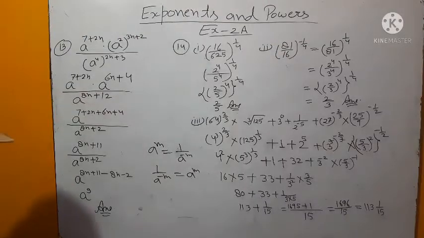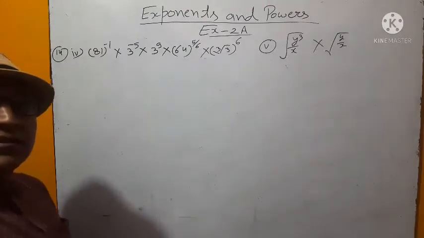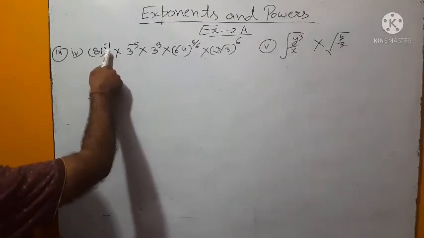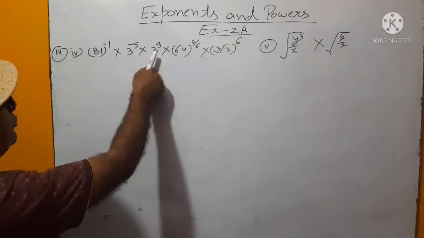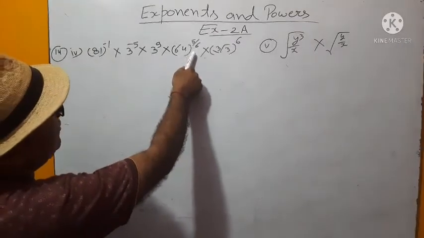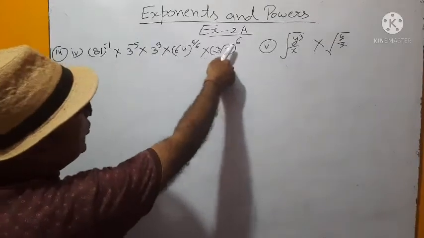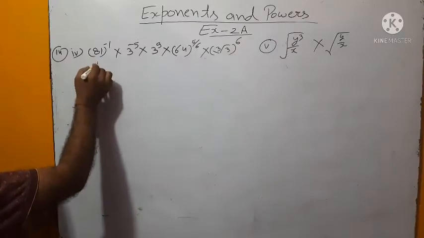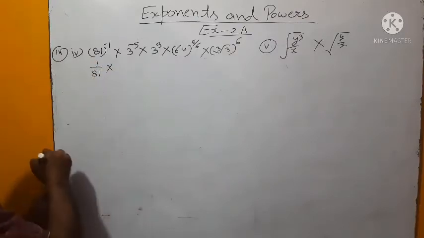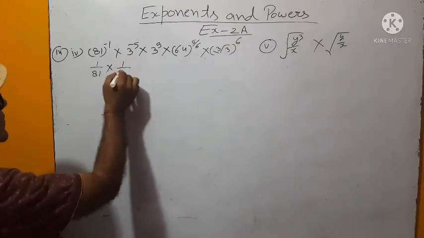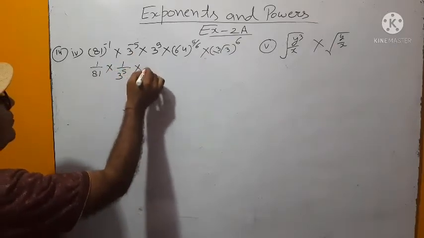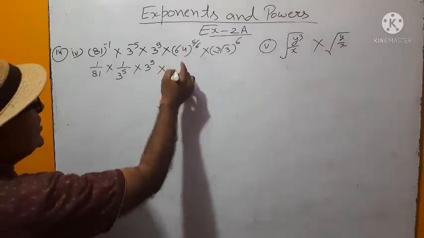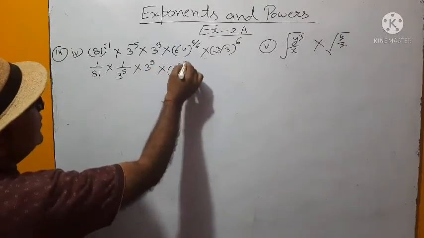Okay, now note down. Okay children, now see question number 14 part 4. 81 to the power minus 1 into 3 power minus 5 into 3 power 9 into 64 power 5 by 6 into cube root 3 whole power 6. So see how you will do. 81 power minus 1 means 1 upon 81. 3 power minus 5 means 1 upon 3 power 5, into 3 power 9, into 64 means 2 to the power 6.